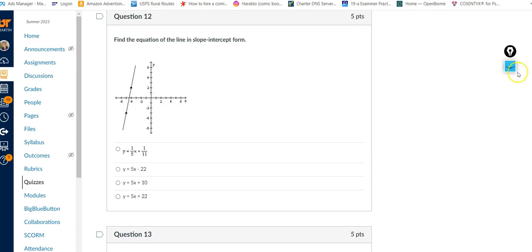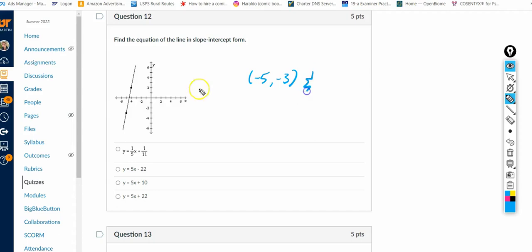Okay, so what are my 2 points? My 2 points are going to be -5, -3, and -4, 2. Okay, it looks like this test bank has repeated the question, and that should not be possible.